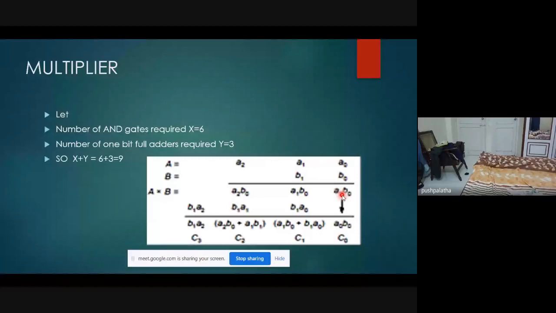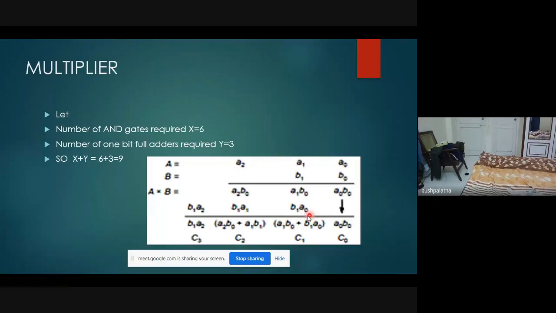Right. See all product terms 1, 2, 3, 4, 5, 6. I require 6 AND gates. Number of AND gates required are 6. Now I am just adding A1 B0 plus B1 A0. So in order to add, I need an adder circuit.